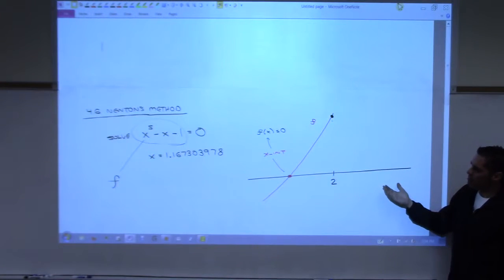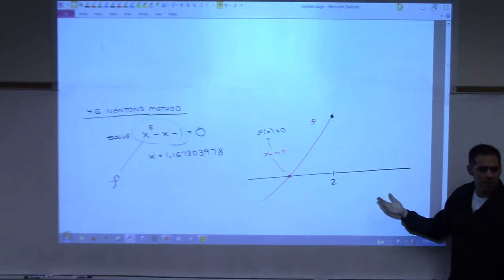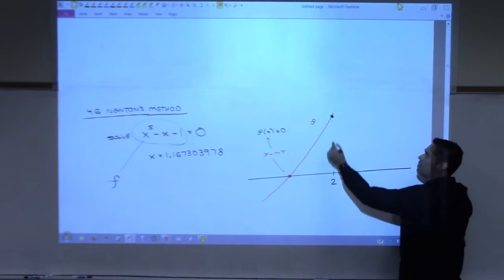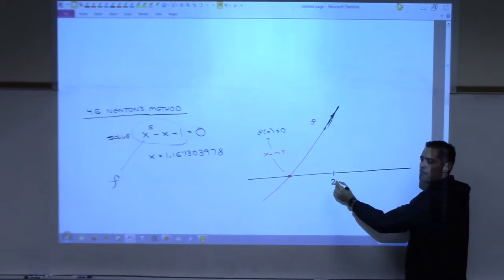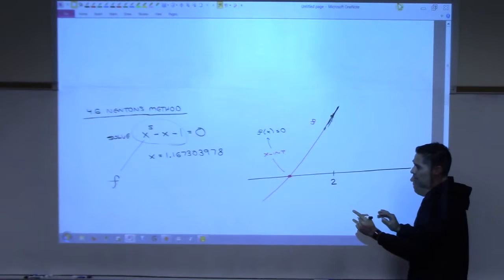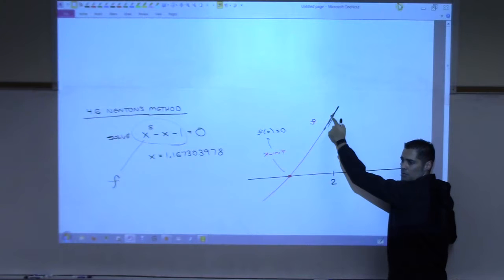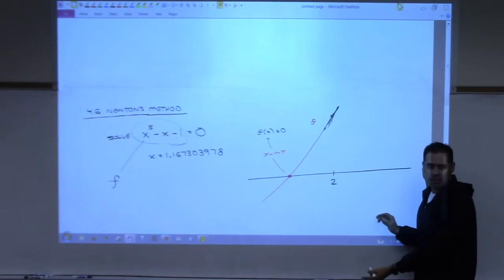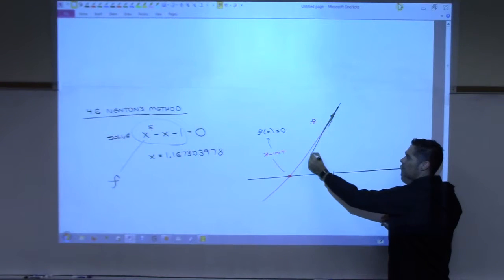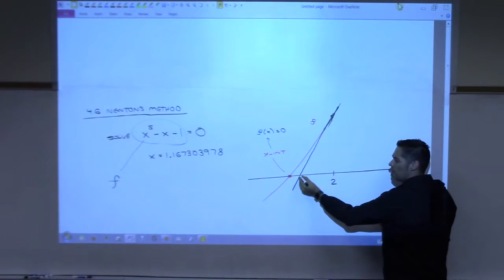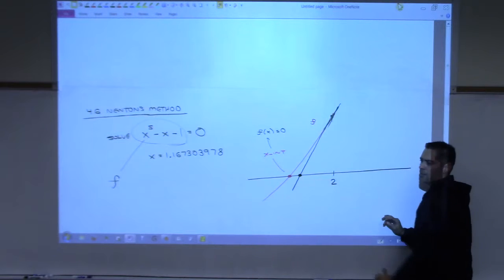But Newton, he's the man with the derivative, right? So he said, look, I can use my derivative to find the slope of this tangent line, couldn't I? And if I know the slope of the tangent line, and I know the point that I'm at, then I know the equation of the tangent line, don't I? So he just said, let me draw that line down to the x-axis and figure out what that number is.